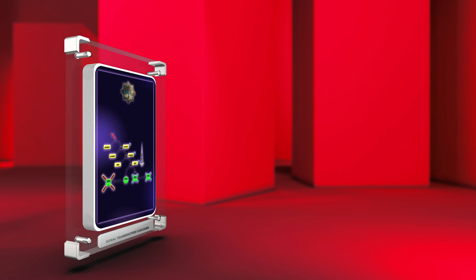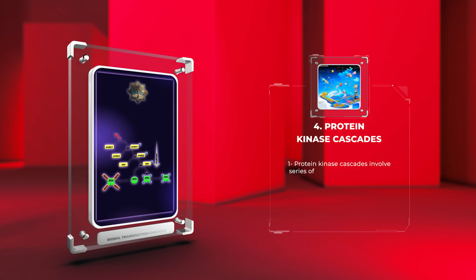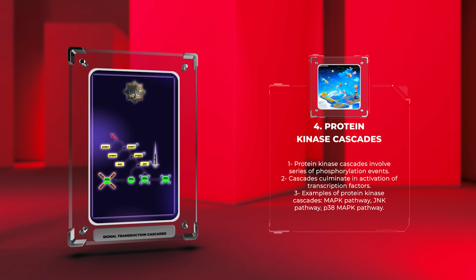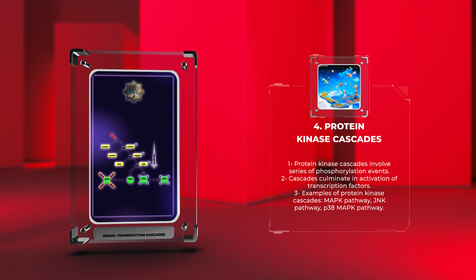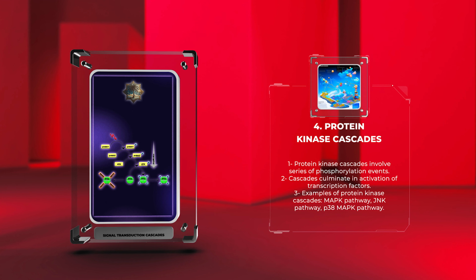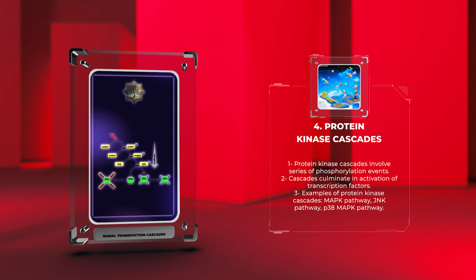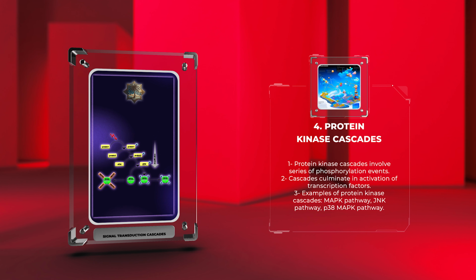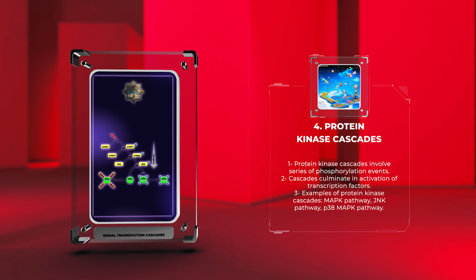Protein kinase cascades are signaling pathways that involve a series of phosphorylation events. These cascades often culminate in the activation of transcription factors, which regulate gene expression. Examples of protein kinase cascades include the MAP kinase pathway, c-Jun N-terminal kinase, JNK pathway, and p38 MAP kinase pathway.